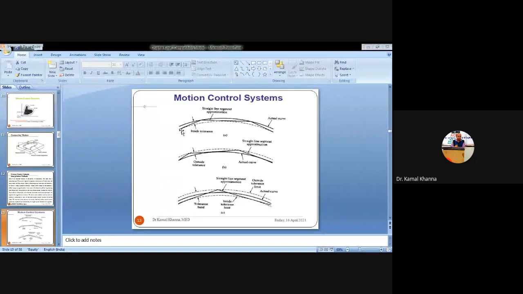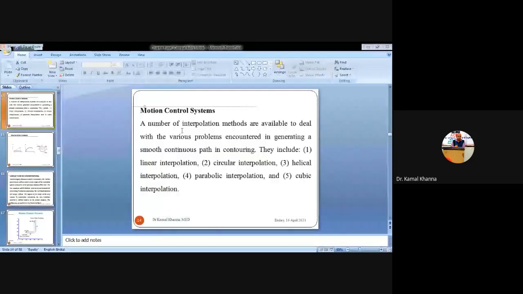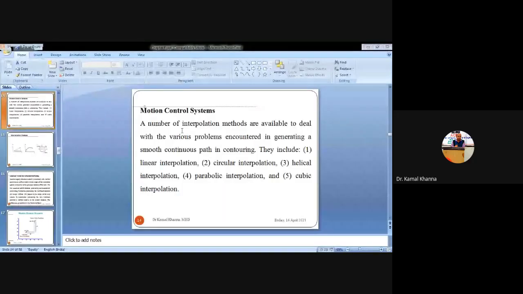so that complex shape can be moved. So coming on to the different types of interpolations, we have linear interpolation, circular interpolation, helical, parabolic, and cubic interpolation. Basically in the industry, two types of interpolations are being implemented. The first one is linear and the second is circular interpolation. Whenever there are more complex shapes, we will always consider helical, parabolic, or cubic interpolations while manufacturing any component. So this is the first case.